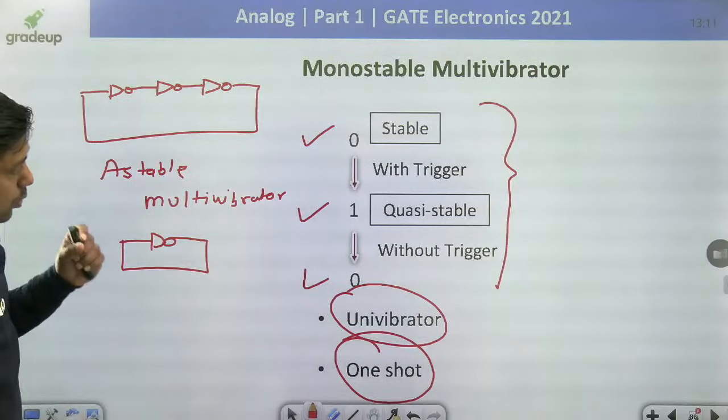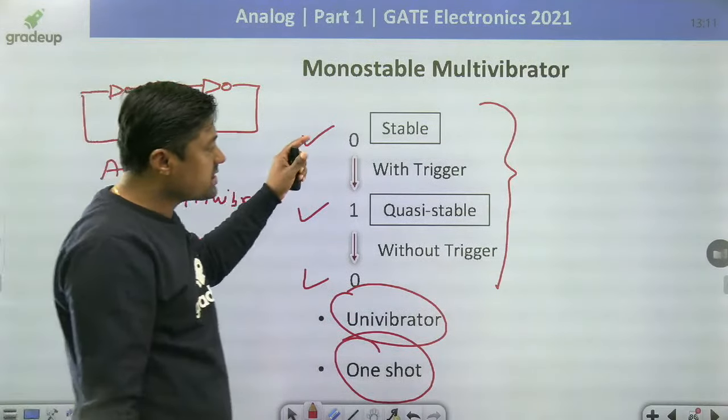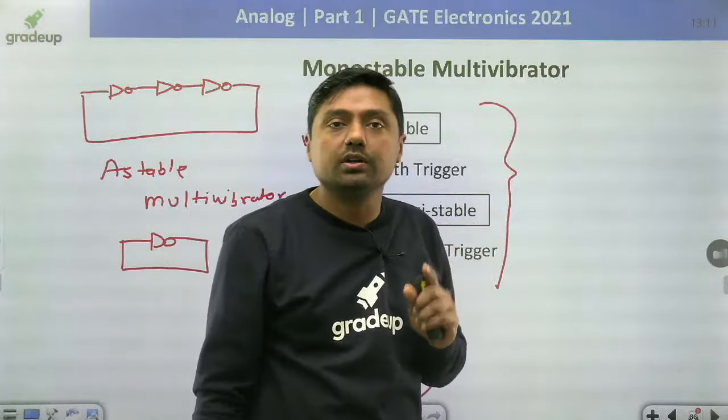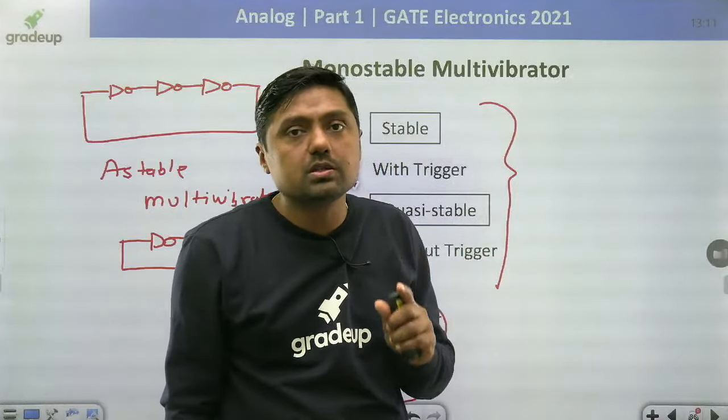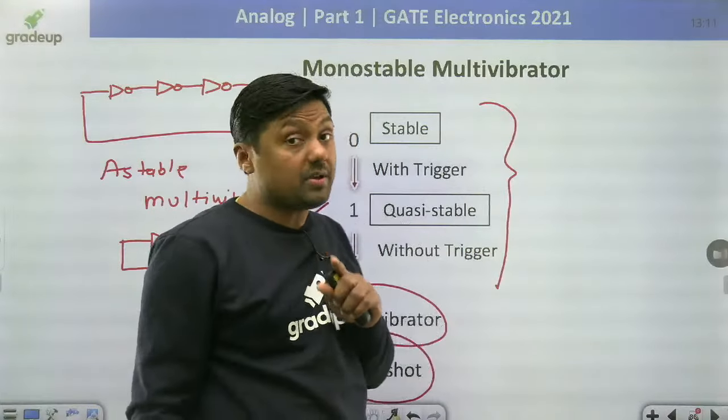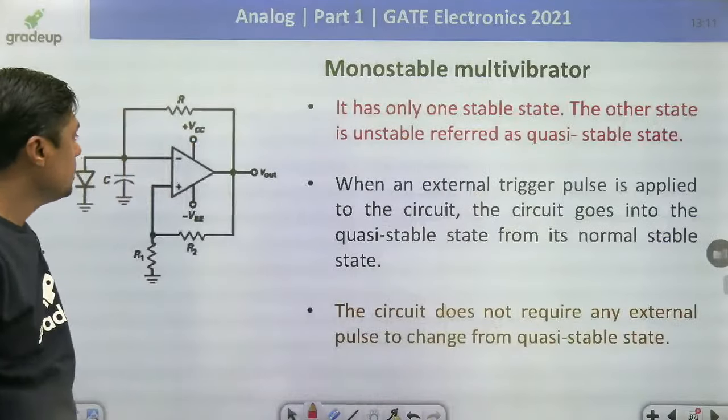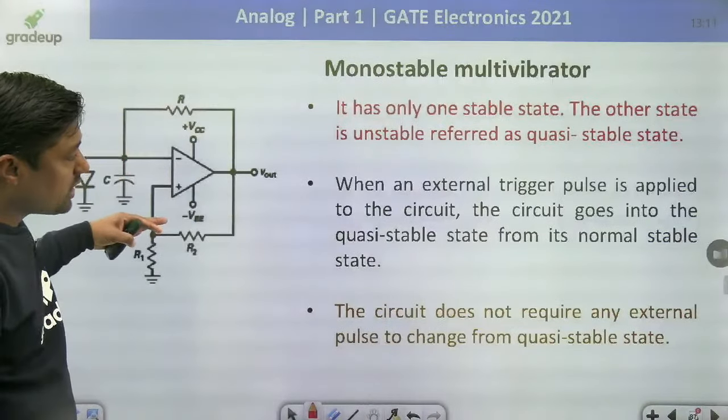Now, monostable multivibrator: one state is stable, one is quasi-stable. It is used as what? Delay element. It is used as a pulse stretcher circuit. They will ask MSQ on this diagram. So this is everything about that.